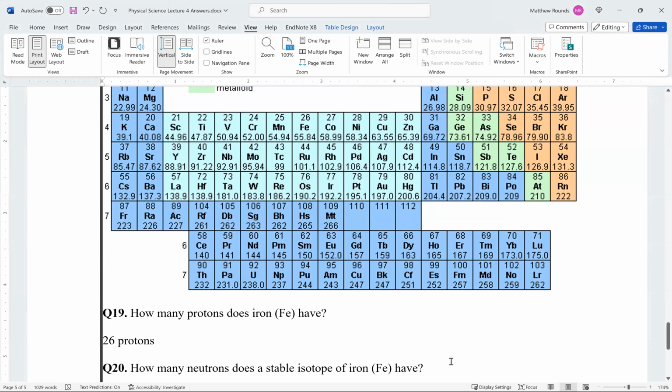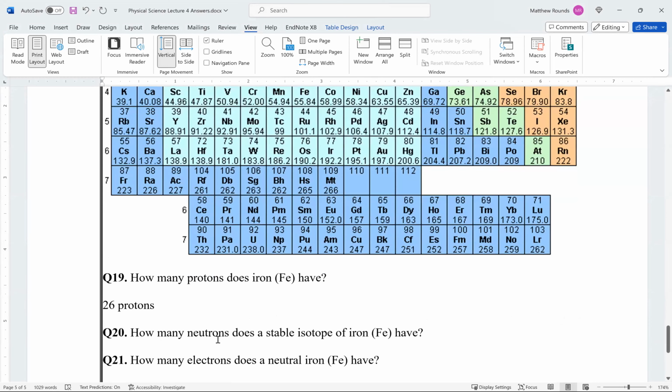Oh, wow, that's pretty simple. Yeah, the atomic number tells you the number of protons and neutrons. Right. How many neutrons does a stable isotope of iron have? Boy, I don't know why that would be any different, but I'm going to go out to the wonderful internet and see if that would be any different, because I don't know why it would be.